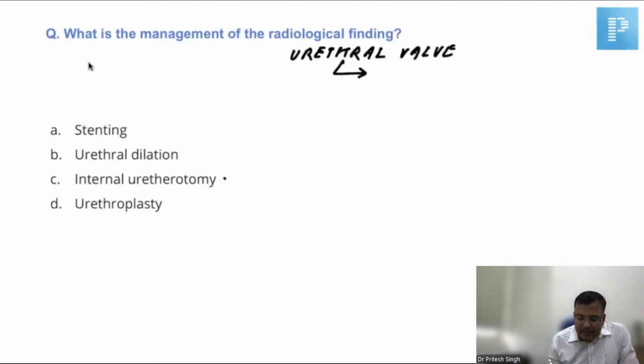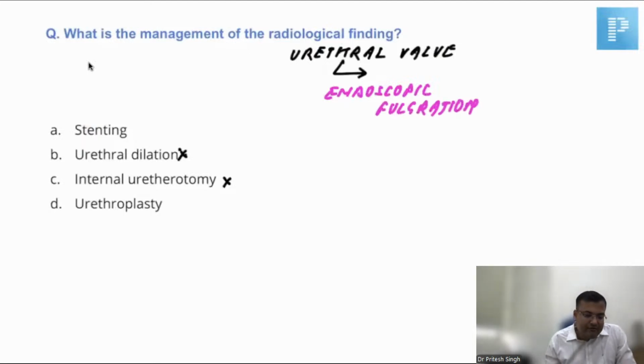So it is not internal urethrotomy, it is not dilatation, it is not stenting. We go for endoscopic fulguration. Yes. So the correct answer, guys, is actually endoscopic fulguration of the valve. Okay, Dr. Santosh, Dr. Sudeep, right?